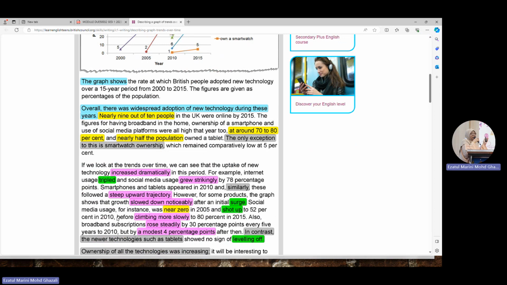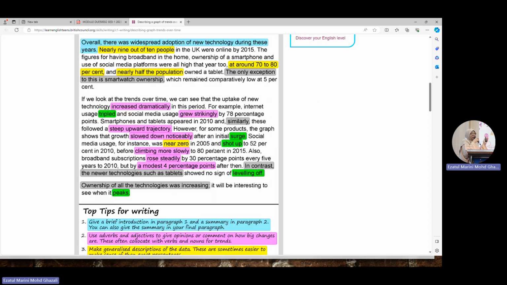And looking at the trends over time, you can see that the new technology increased dramatically from 2000 to 2015. For example, internet usage tripled and social media usage grew strikingly by 78 percentage points. So here, if you look at "increased dramatically", this is verb, adverb. And then similarly, this followed a steep upward trajectory.